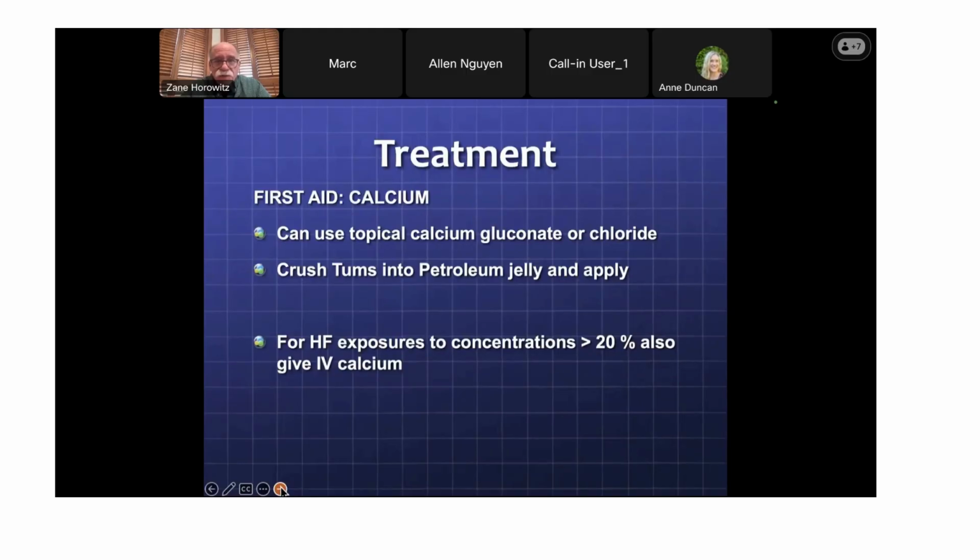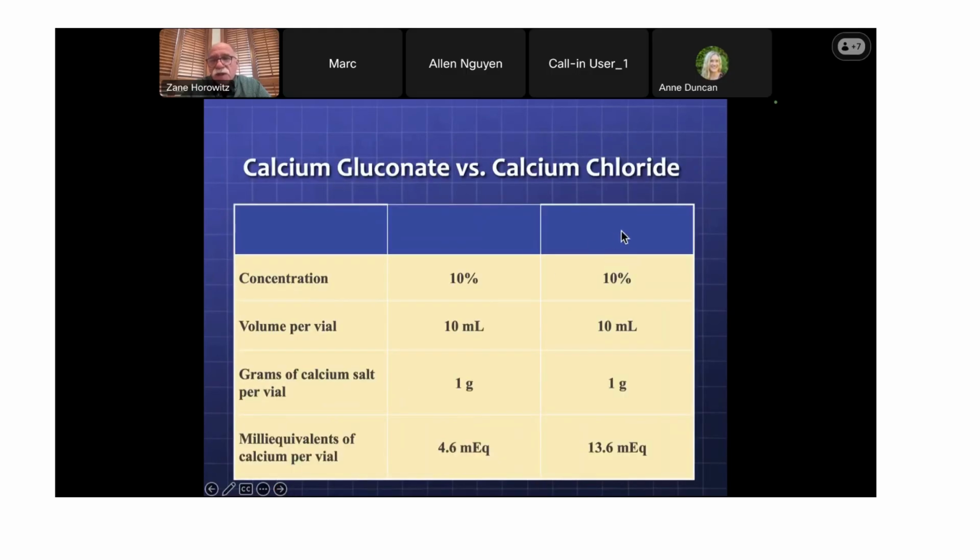We can use calcium, of course. Again, they like testing the difference between calcium gluconate and calcium chloride. There's 3 times as much calcium in the smaller molecule, which is calcium chloride. A gram of that has 13 milliequivalents versus calcium gluconate. A gram of that has only 4.6 milliequivalents of available calcium.